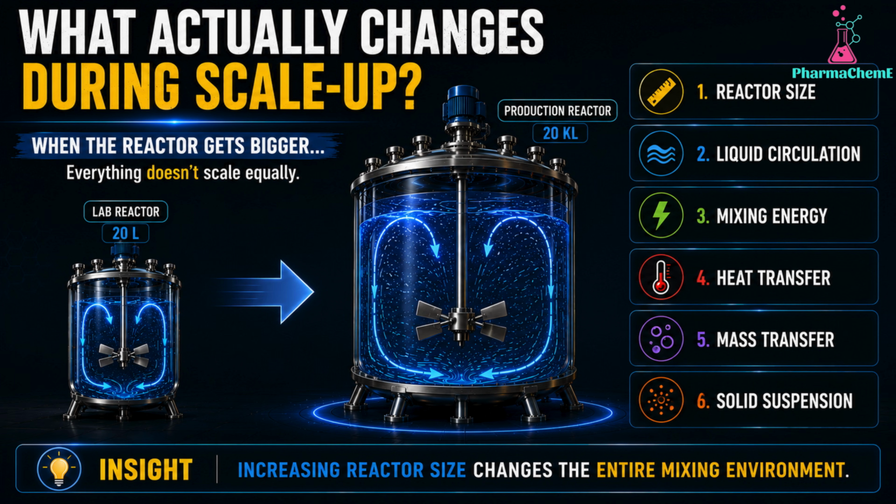When reactor size increases, the entire mixing environment changes. The liquid now has to travel much farther. The impeller must circulate a much larger volume of liquid. Heat removal changes. Gas dispersion changes. And if solids are present, keeping them suspended becomes more difficult. The chemistry remains the same, but the physics of mixing changes completely.